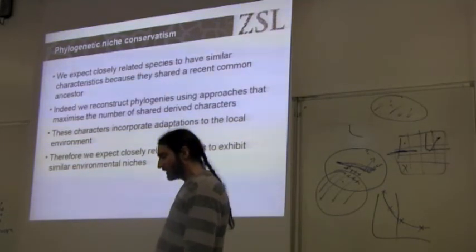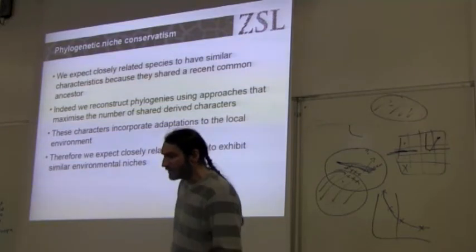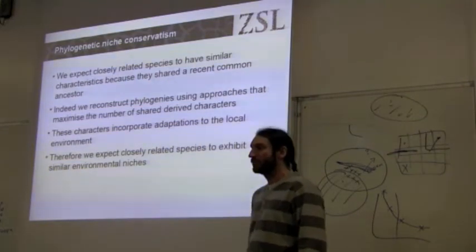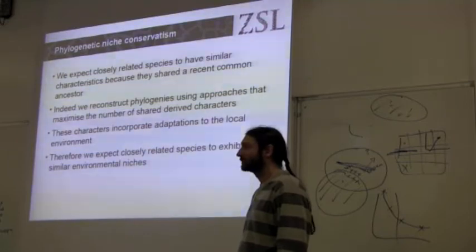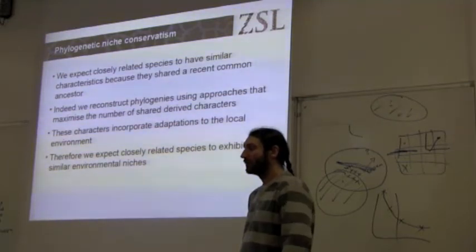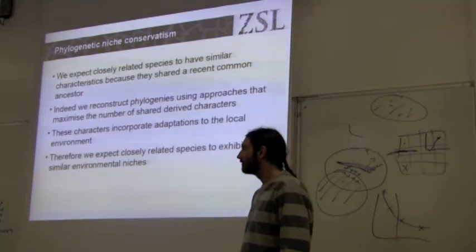So given the expectation that closely related species are similar, they often have a similar climatic niche. So this is our hypothesis of phylogenetic niche conservatism.